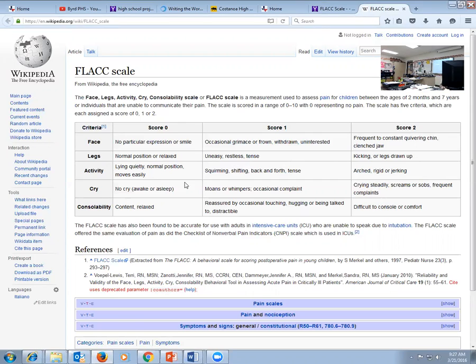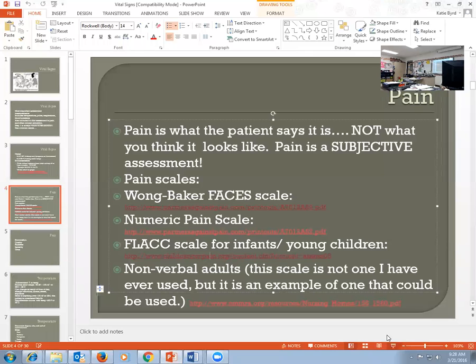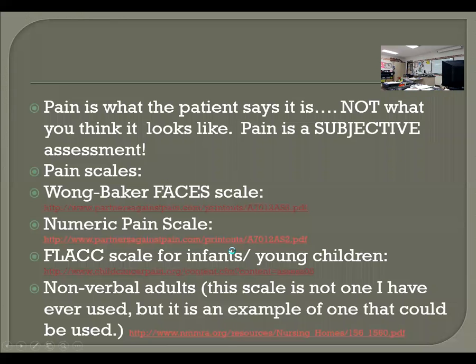And it goes the same way. Activity goes from doing nothing to jerking or arched or rigid. Cry, no crying, all the way up to screaming. And then consolability, as in they're happy, or you pick them up and they can't even be calmed down. Once you circle these on this pain score, you just add them up, and that's how you get your 0 to 10. So that's another way to check pain on a baby that's not big enough to point to a face that tells how they feel.